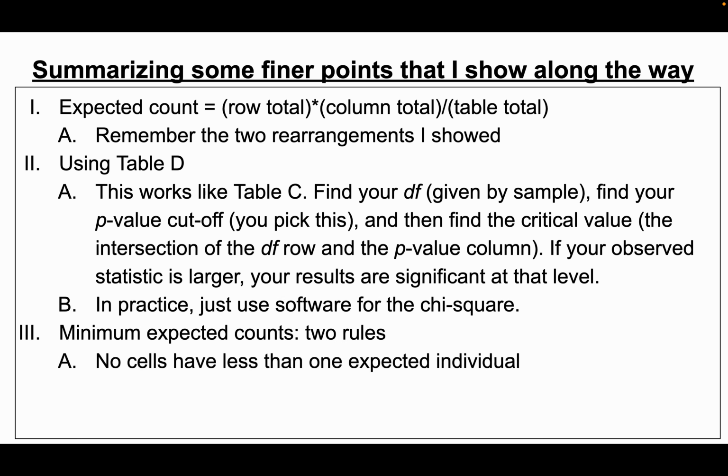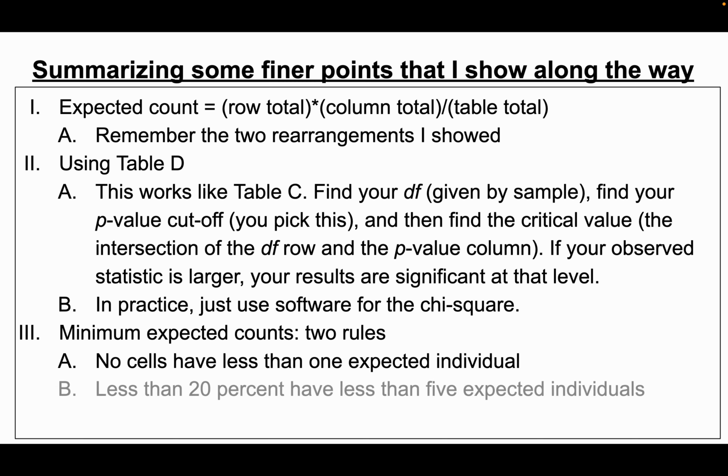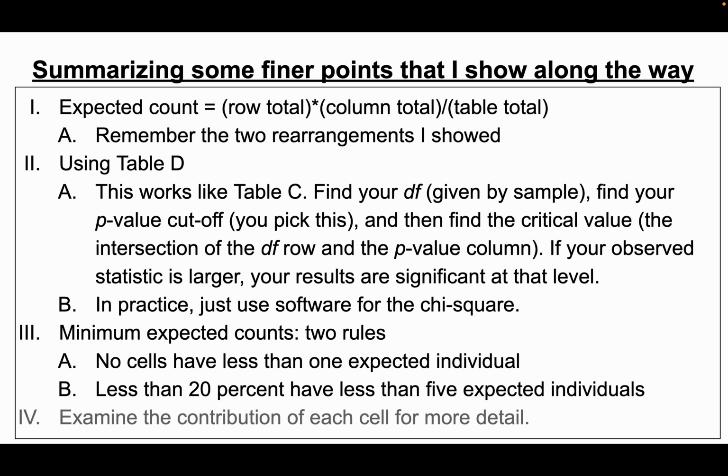Minimum expected counts, there are 2 rules. No cells can have less than 1 expected individual, and fewer than 20% of the cells should have fewer than 5 expected individuals. Sorry for my atrocious grammar. And finally, you should always examine the contribution of each cell for more detail. We will take off points on the data analysis project if you don't do this. So the chi-square test is not a get-out-of-jail-free card to do uber minimalist analysis. You actually do need to do that analysis, because people who are doing proportion tests and difference in means and regression are basically doing that additional analysis that chi-square tests don't perform automatically, but you do need to do them.